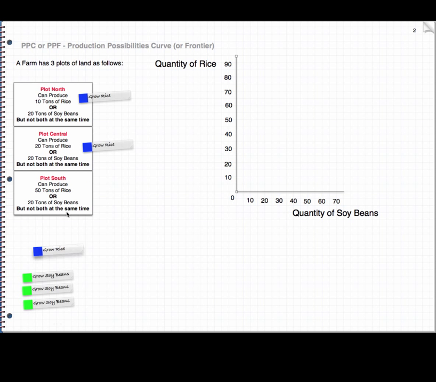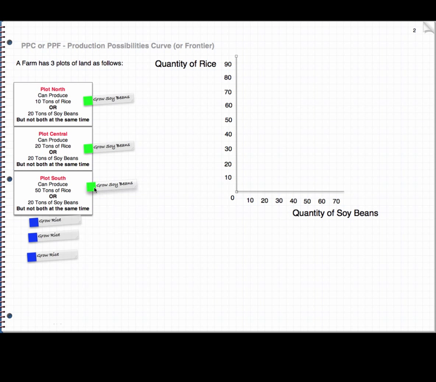However, on the other hand, if this farmer was to grow all soybeans instead of the rice, then the quantity would be 20 tons of soybeans, another 20, and another 20. And it'd be a point over here on the horizontal axis at 60. So this is the maximum output that can be produced with the limited resource here of the land.